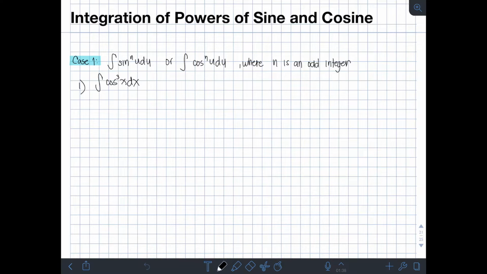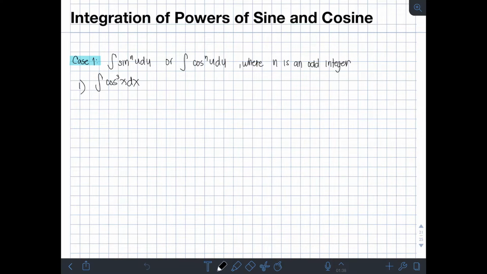So, consider natin yung iba't ibang cases kapag nag-integrate tayo ng powers of sine and cosine, kung paano ba yung technique or paano natin aatakihin yung pag-i-integrate sa mga ganitong cases. So, meron tayong 4 na cases na i-consider dito. Okay, so, let's start with case 1.